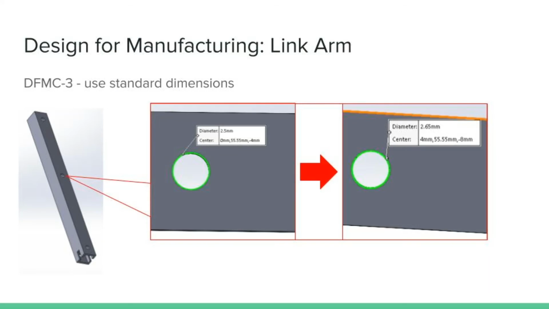The first redesign was based on DfM-C3, which is to use standard dimensions. Since this hole is unthreaded and meant to house an M2.5 screw, this hole should be a close-fit clearance hole, which requires a diameter of 2.65 millimeters, as opposed to the 2.5 millimeters it was previously. This standard dimension will hopefully make tooling for this feature easier.